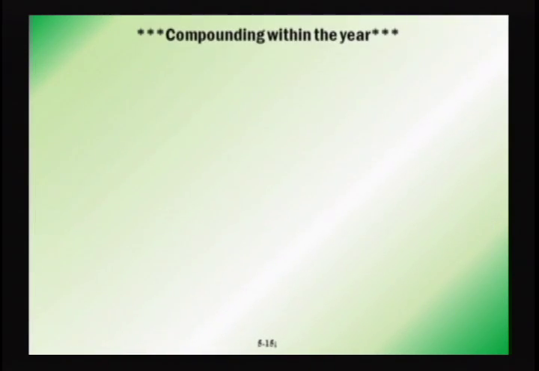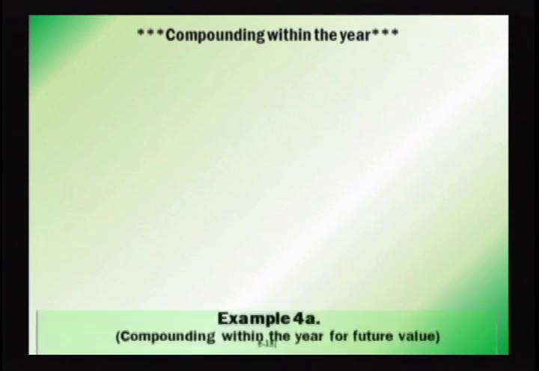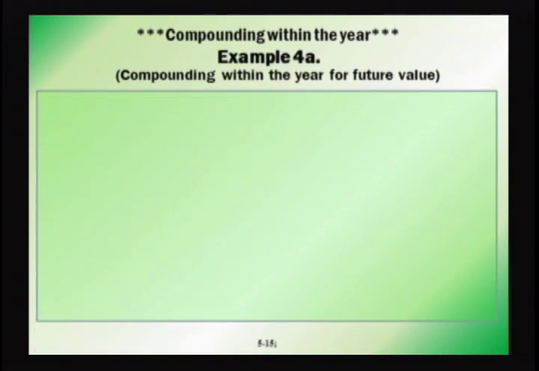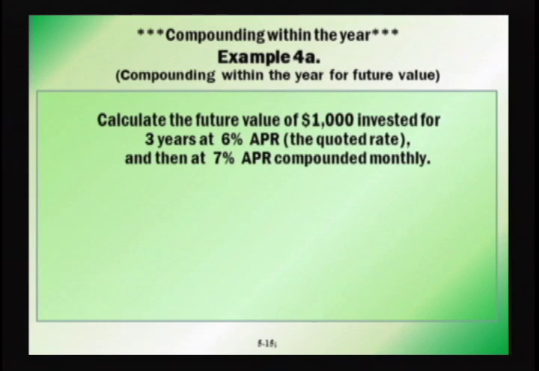Now let's take a look at compounding within the year. Because most places where we put our money, we will not have an annual interest rate. It will be compounded. So we'll calculate the future value of $1,000 for 3 years at 6%. And then we'll do 7% compounded monthly.